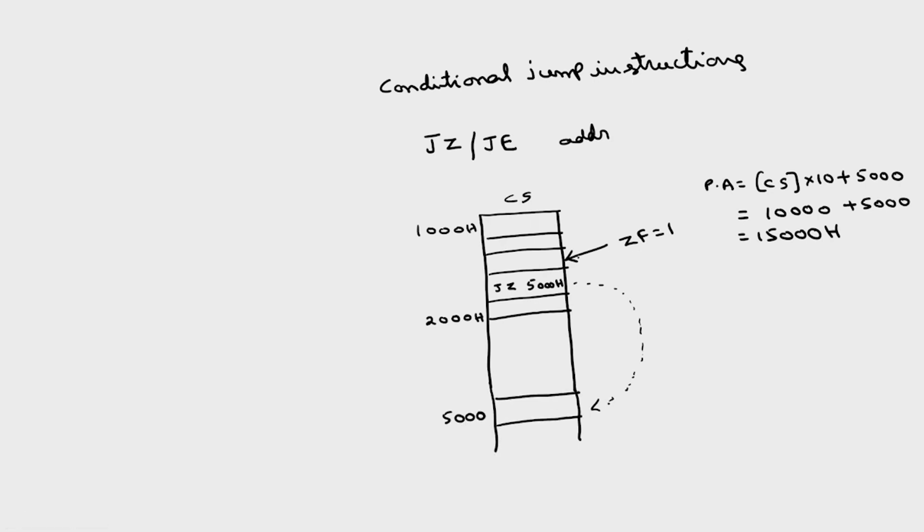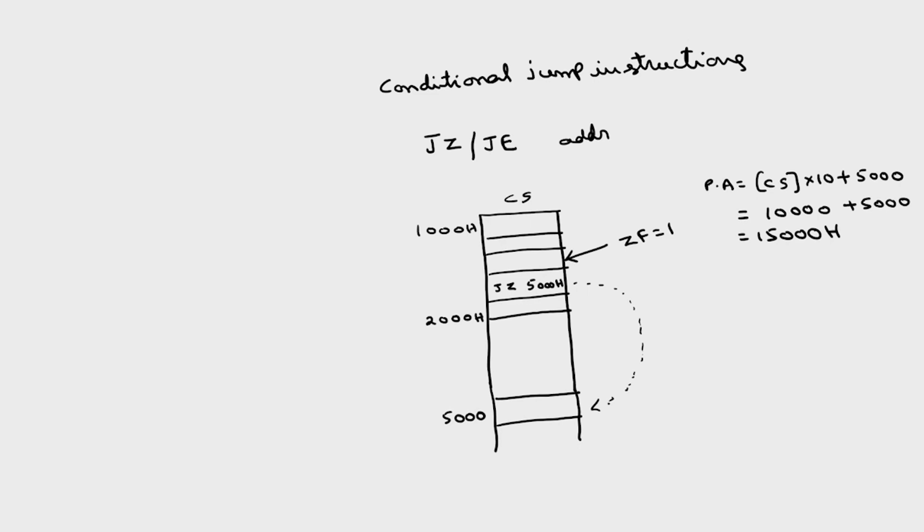If the zero flag is reset at the instruction just before this jump zero instruction, it simply skips this instruction and the microprocessor control will go to the instruction whose address is 2000 H. Okay. So, this is about jump zero or jump equal, both are the same. You can write either jump zero or jump equal. If the zero flag is set, the control goes to the physical address calculated using this effective address, otherwise it will skip the instruction and go to the next instruction.